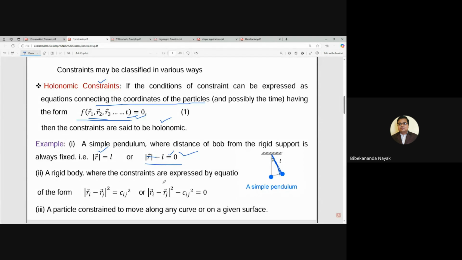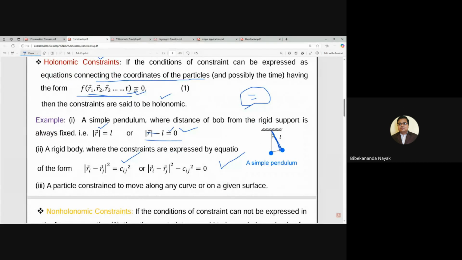A rigid body constraint. Rigid body means the distance between any 2 points is fixed. In a rigid body, the distance between any 2 points is constant. So the distance between any 2 points, let's say one has position vector Ri and another Rj: Ri minus Rj squared is equal to Cij squared. So Ri minus Rj squared minus Cij squared is equal to 0. This is another example of a holonomic constraint. Two things: an equality sign, and it contains only coordinates and time.